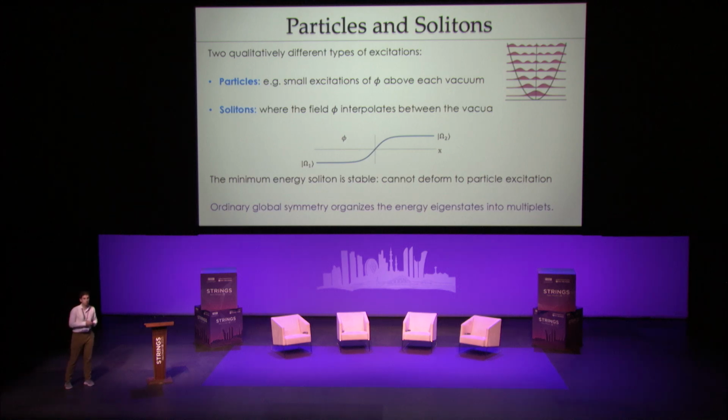Here, a soliton means that the vacua are different at plus and minus infinity. So the field phi interpolates between the 2 vacuum states in space. One very old fact, which will come again anew here, is that the minimum energy soliton is stable. It cannot deform to a particle excitation. Now, this talk is all about global symmetry. Of course, if you have global symmetry, you expect some kind of multiplets of particles and solitons. And we're going to see that fact on steroids in this talk.